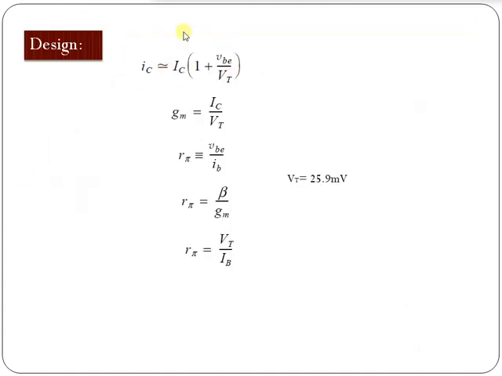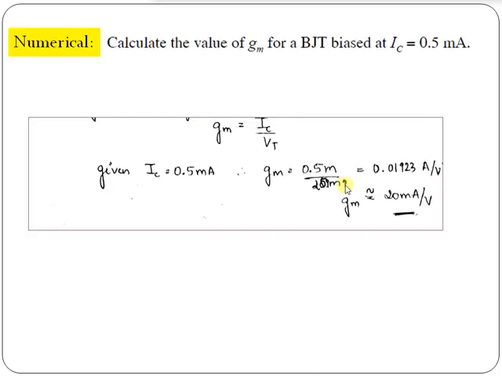Now coming to the design part, I have just noted down here all the equations required in order to solve the problems. The design is all based on these equations which we have derived now. Be careful with the representation because there are instantaneous values as well as DC values. The threshold voltage value is equal to 25.9 millivolts. So let us solve a numerical and find out how this works.